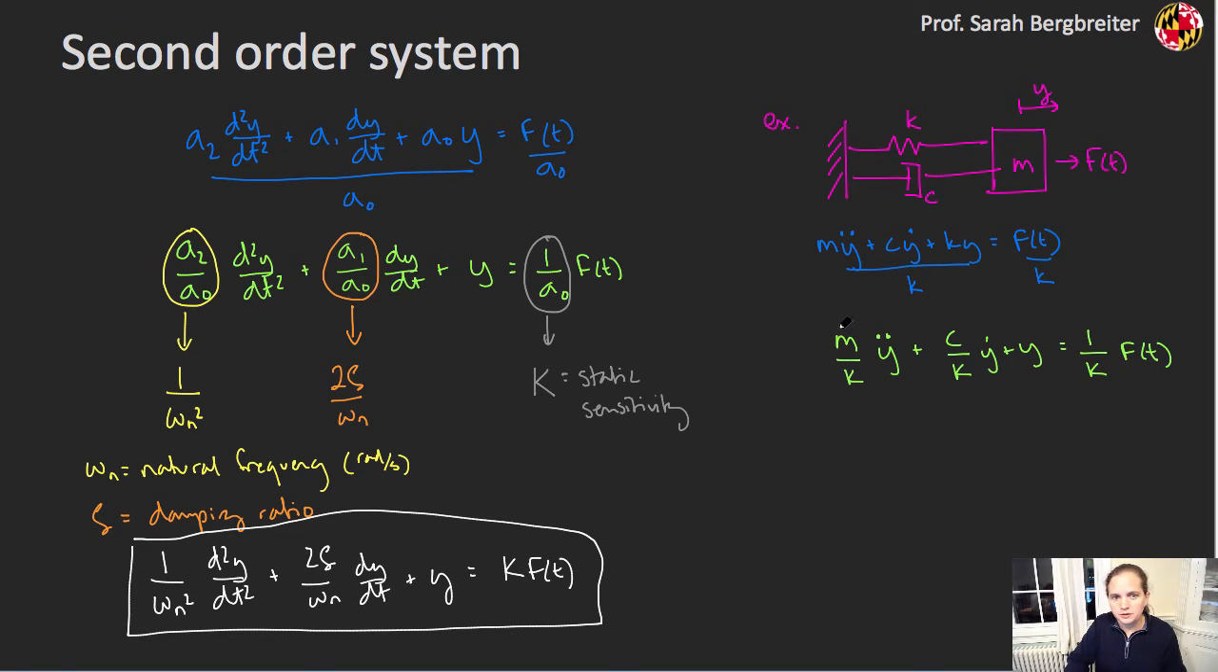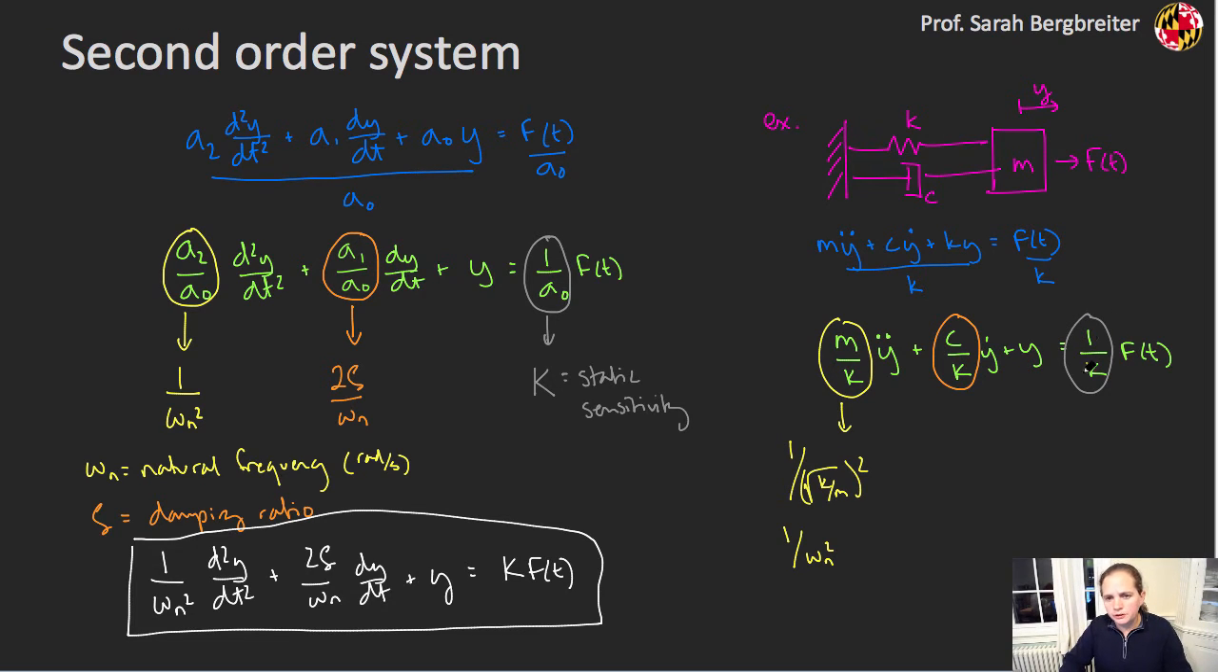And I just want to go through these terms to make sure they make sense to you. So this m over k, I could rewrite as 1 over the square root of k over m, that whole thing squared. And as you probably know, for a system like this, the natural frequency of that system is going to be the square root of k over m. So this is equivalent to my 1 over omega n squared that I defined over here. So that's just telling me that omega n for this system is the square root of k over m. I can do the same thing to back out what zeta is in terms of c and k, but I wanted to focus on this last term, the static sensitivity here.